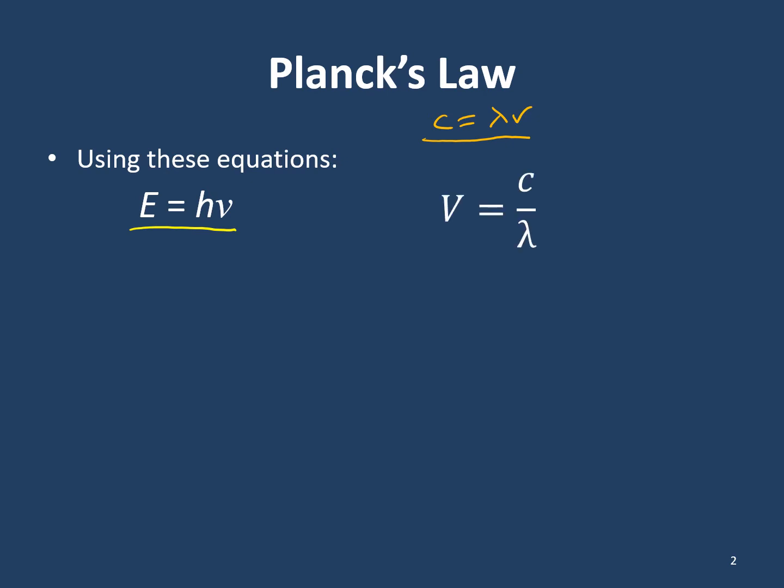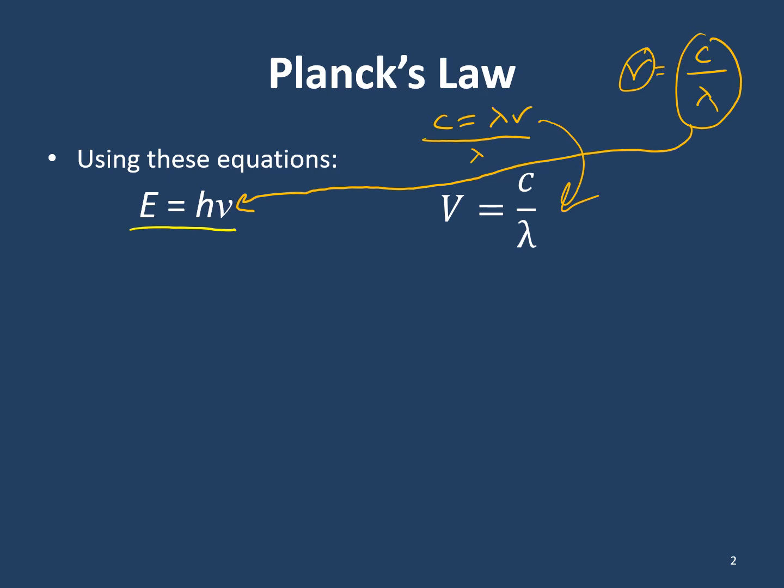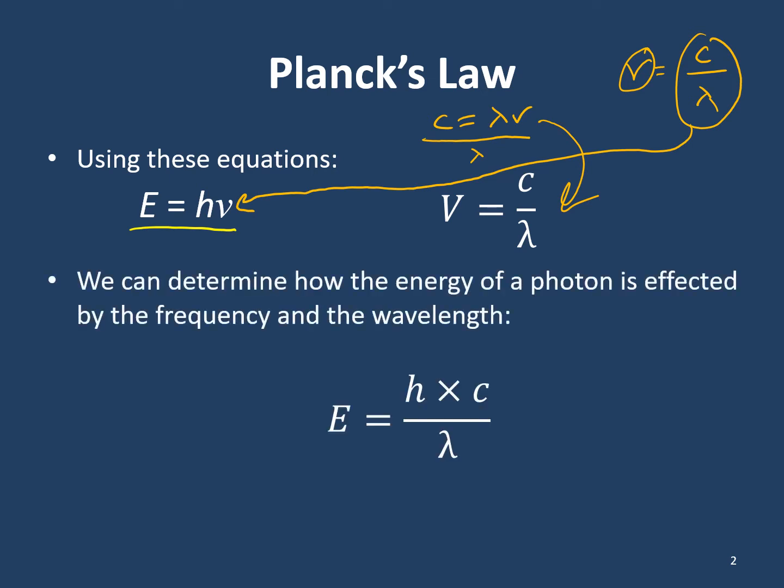Now I can rearrange this equation to solve for frequency. If I divide both sides, for instance, by lambda, then I get that frequency is equal to the speed of light divided by wavelength. Now, if I take this and plug it in to here, I can get another equation, which is that the energy of your photon is equal to Planck's constant times speed of light divided by wavelength. Or it could be just Planck's constant times frequency.